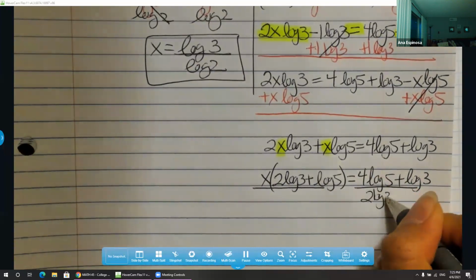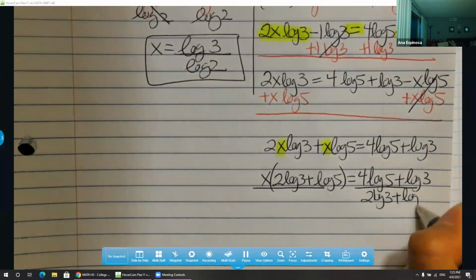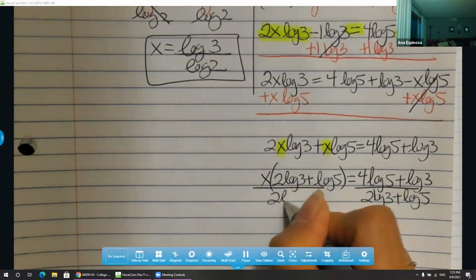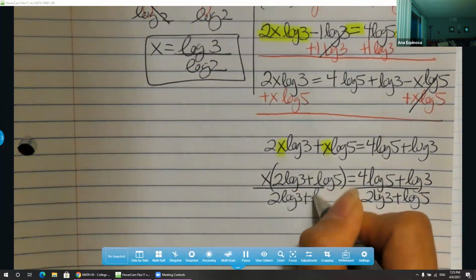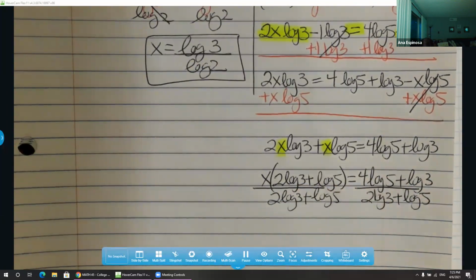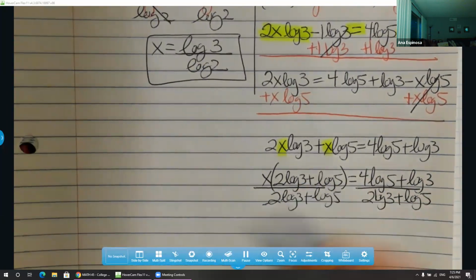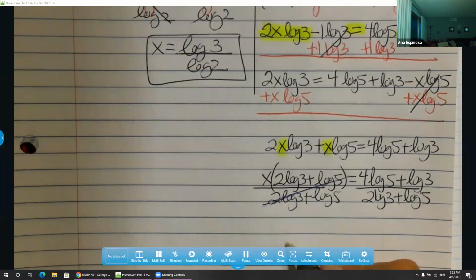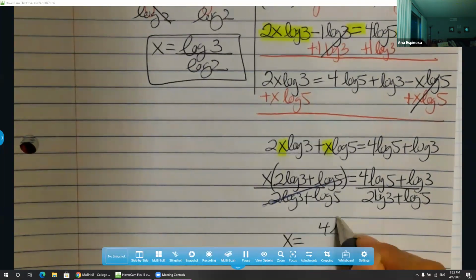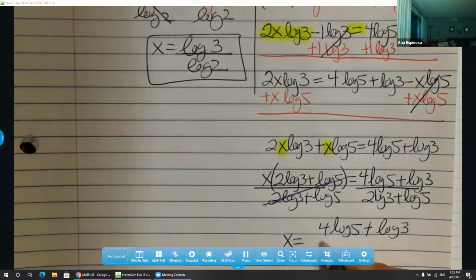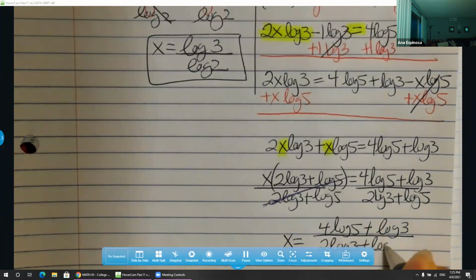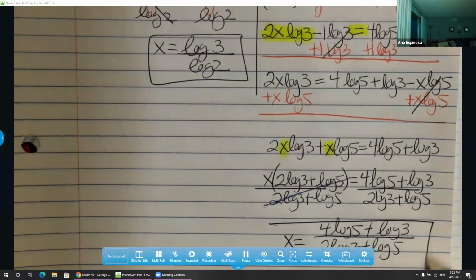2 log of 3 plus log of 5. Done. My answer is x equals 4 log of 5 plus log of 3, over 2 log of 3 plus log of 5. I should have left more space. All of that is my answer.